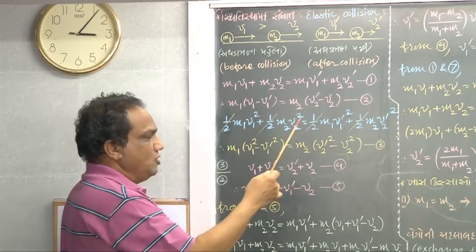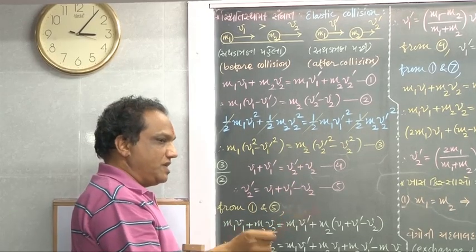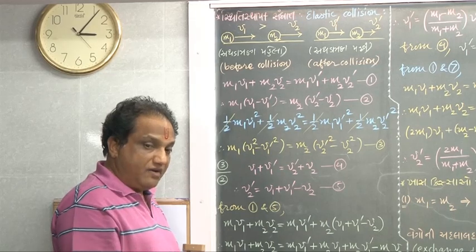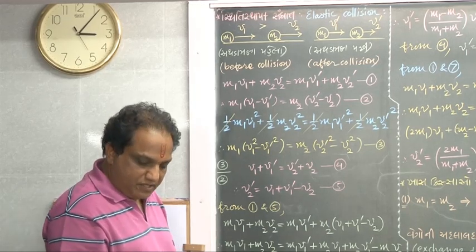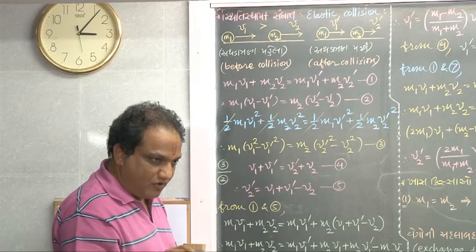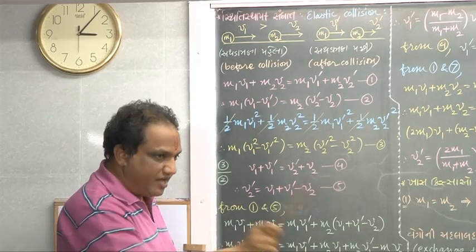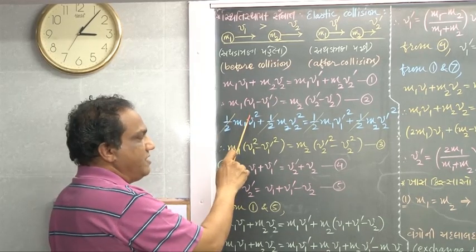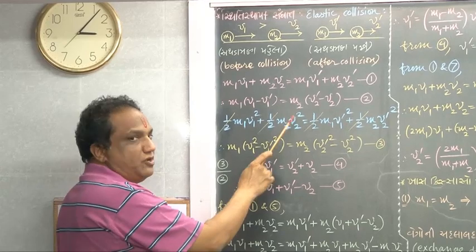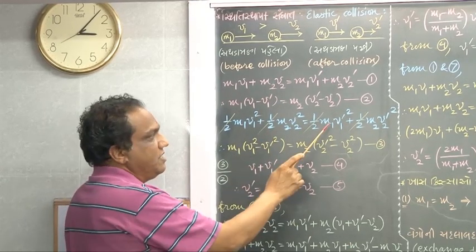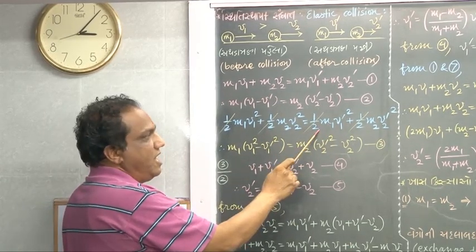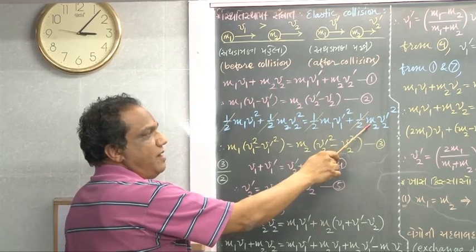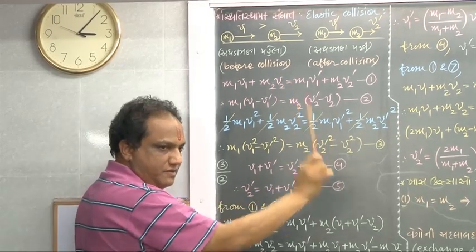Now, you know, for elastic collision, kinetic energy also remains constant. What do we mean by kinetic energy? Half mv square. Take that term for the first body and for the second body, initially and finally. Initial kinetic energy of the first body is half m1 v1 square. For the second body, half m2 v2 square. In the final condition, the final kinetic energy of the first body is half m1 v1 dash square, and of the second body half m2 v2 dash square.